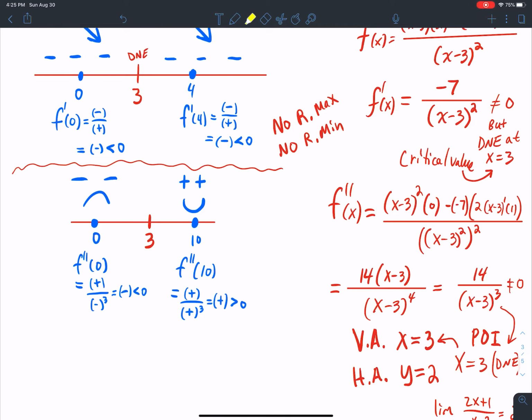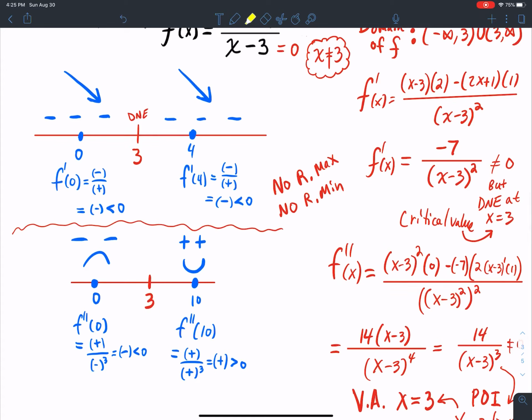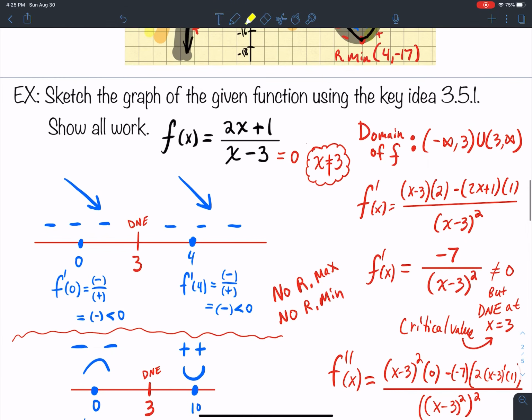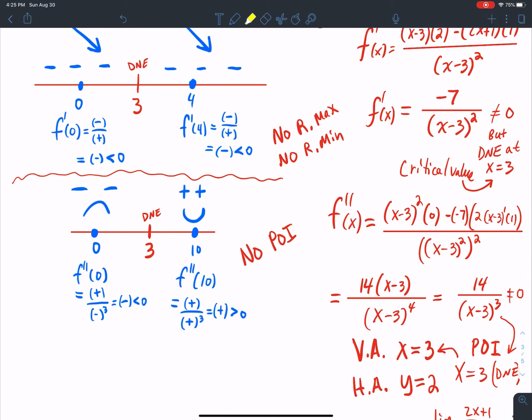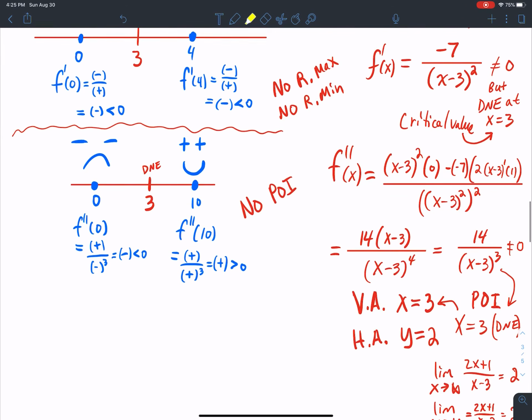Got it. All right. Now, the problem here, the reason this isn't a point of inflection is because what do we know about that point? It does not exist for our function. It's a vertical asymptote. And so then there's no point of inflection. There's no relative max. There's no relative min. So you could have that as a scenario there.